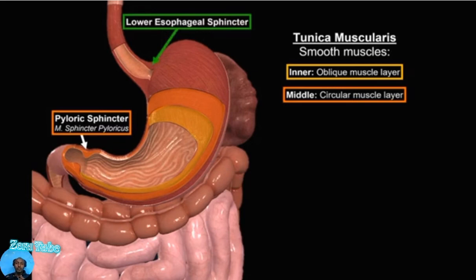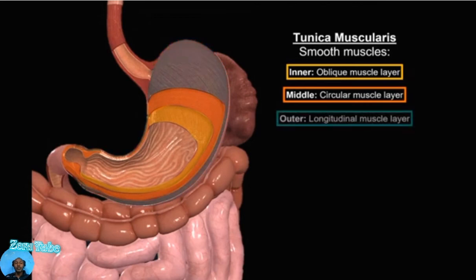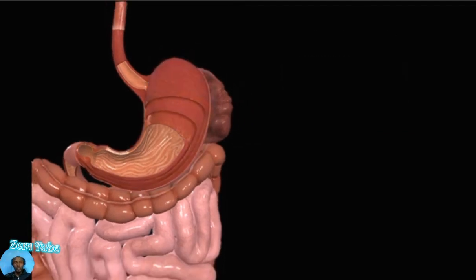The most outer part of the tunica muscularis is called the longitudinal muscle layer. The longitudinal muscle layer is found at the outer part, the inner part is the oblique muscle layer, the middle part is the circular muscle layer, and the most outer part is the longitudinal muscle layer. So these three muscle layers are found in the stomach.